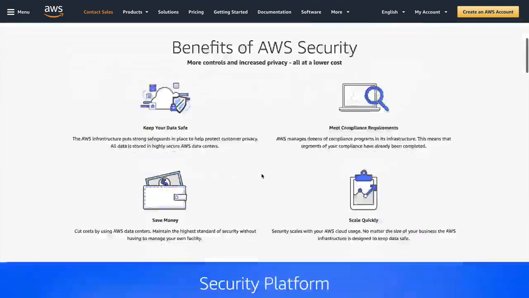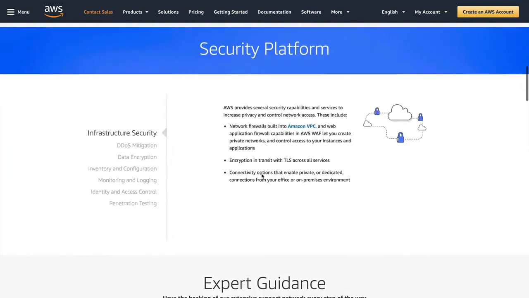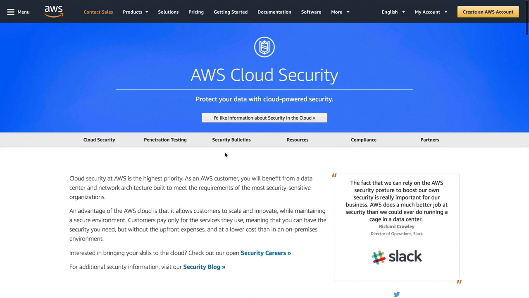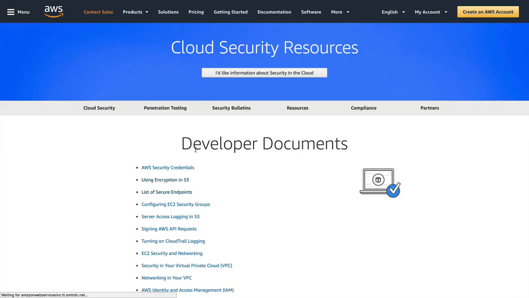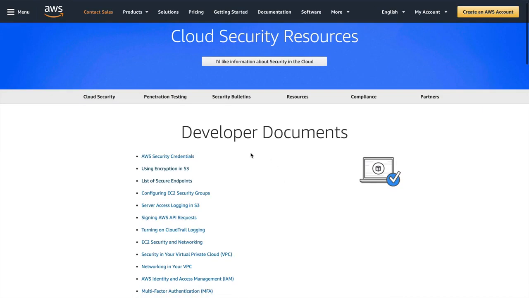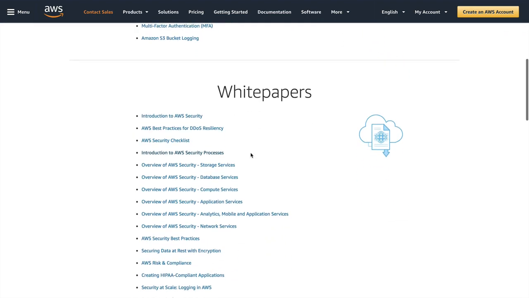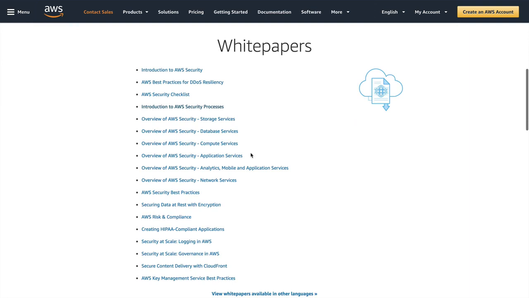You can also scroll down to the security platform. Here we can read about infrastructure security, DDoS mitigation, data encryption, inventory and configuration, monitoring and logging, identity and access control, and penetration testing. Let's go up to the top and go over to resources. If we scroll down, there's a whole bunch of developer documents. You can have a read through them, but to be honest, we're going to cover off most of that stuff in the course anyway. But in here is the white paper, and this is the really important one.